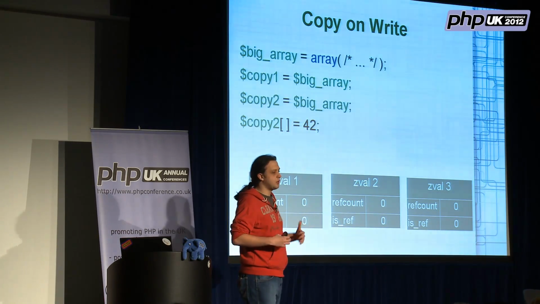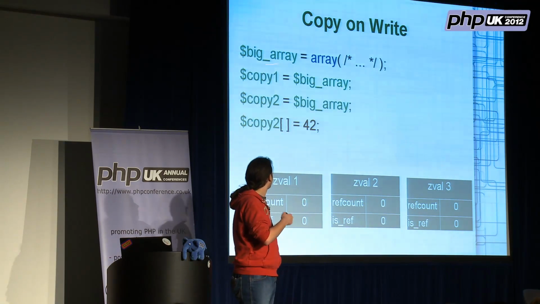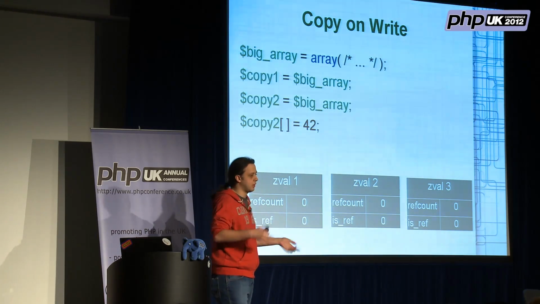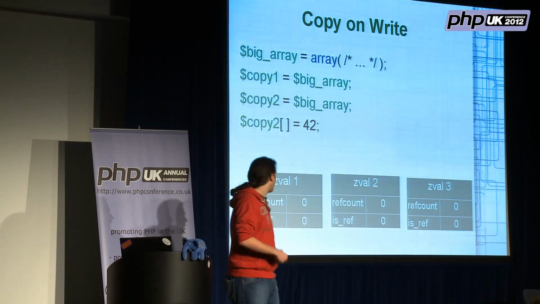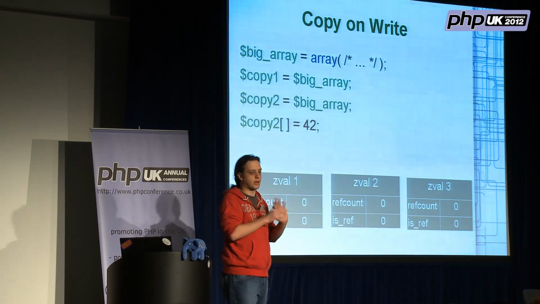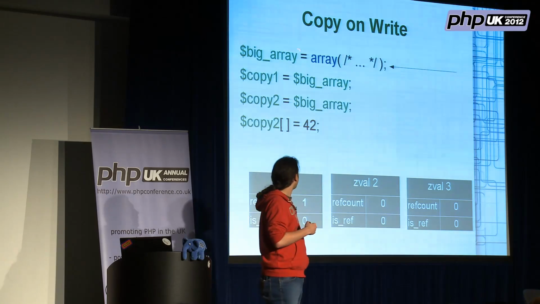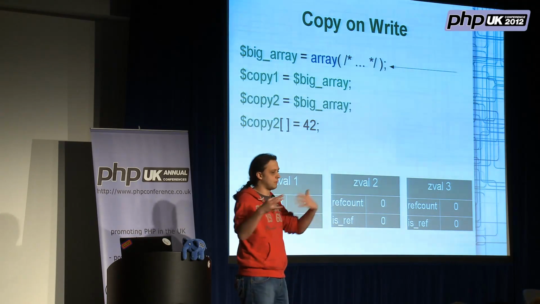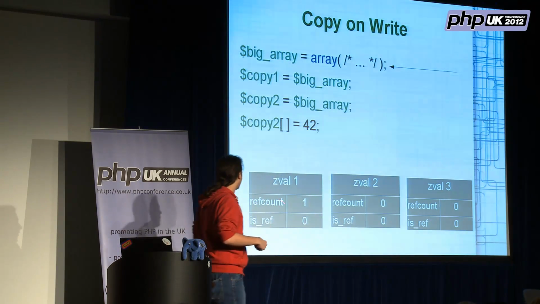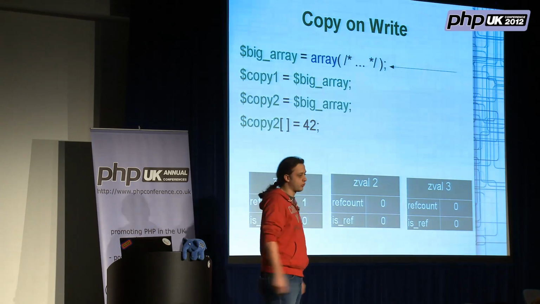Since we're doing copy on write, we have to do some reference counting to know how many variables like $bigarray and $copy1 are currently pointing to this. So we have a refcount, a reference counting field, and for handling references, we have a flag whether these are references or copies. What happens in this case is we start by an assignment of $bigarray with some large amount of data. After that, we will have one variable in memory with a reference count of 1.